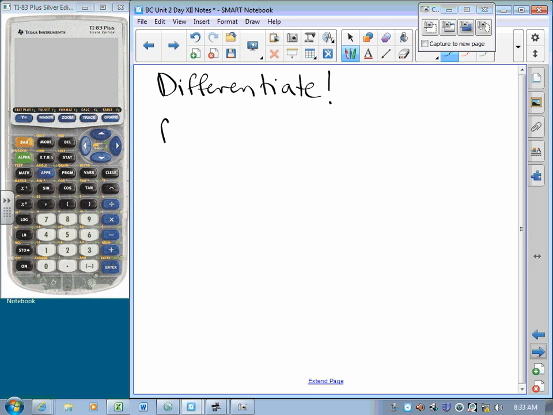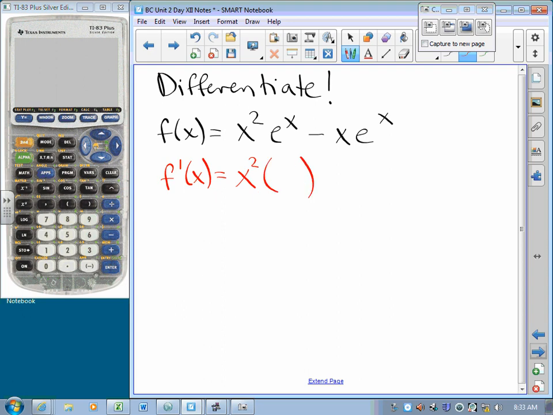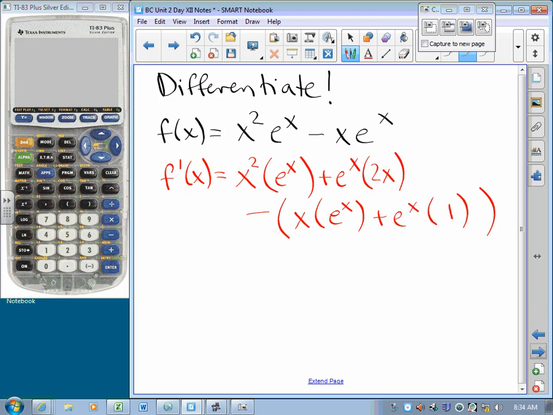Okay, practice. We will differentiate. What if f of x is x squared e to the x minus x e to the x? This gives me a chance to remember my product rule. The product rule is so much fun. It's 1 prime 2, and the derivative of e to the x is e to the x, plus 2 prime 1, and the derivative of x squared is 2x. Minus, and then we've got product rule happening here again. It's 1 prime 2, and the derivative of e to the x is e to the x, plus 2 prime 1, and the derivative of x is just its slope, and that's 1.